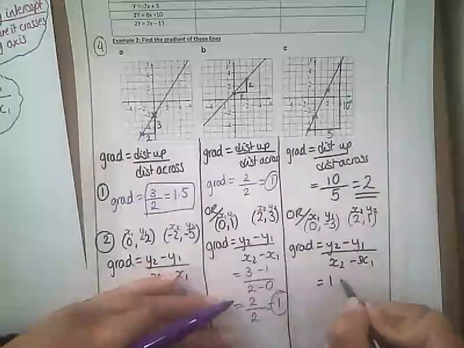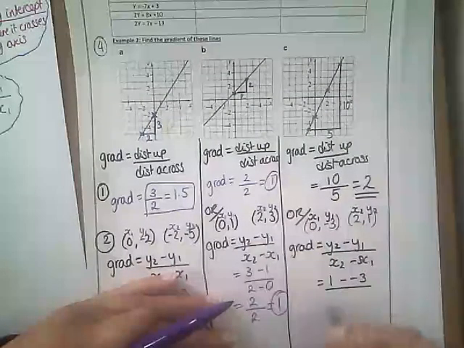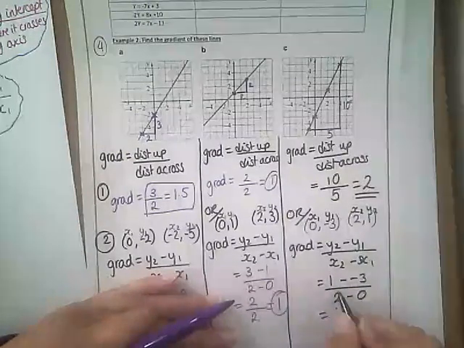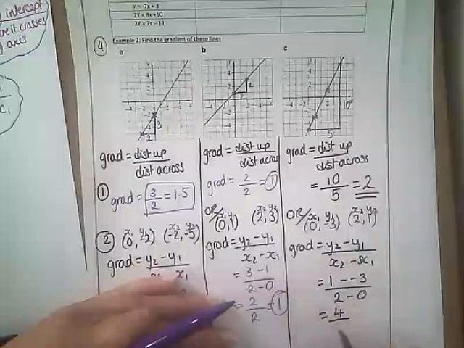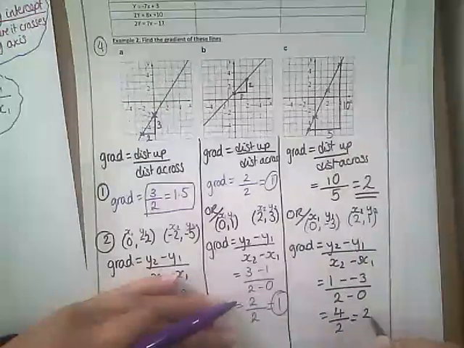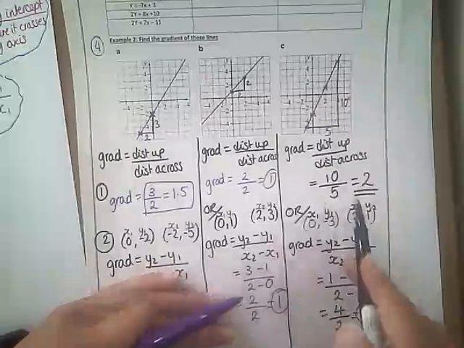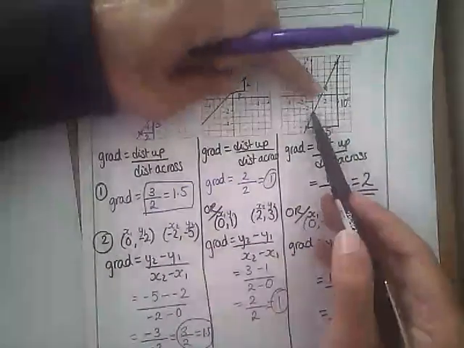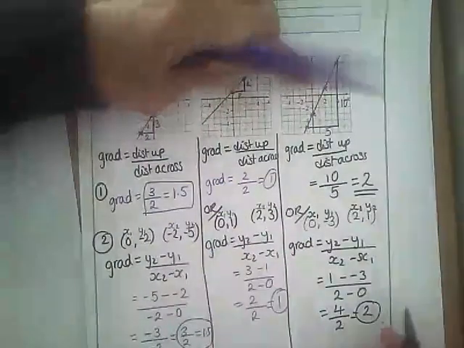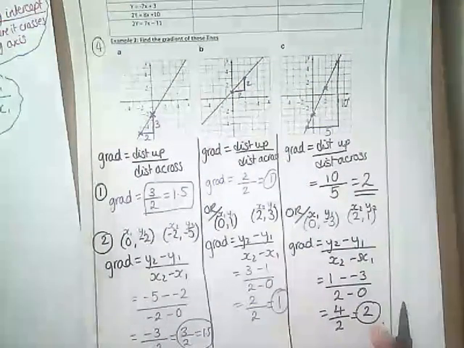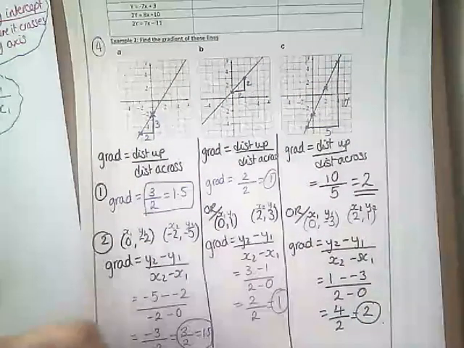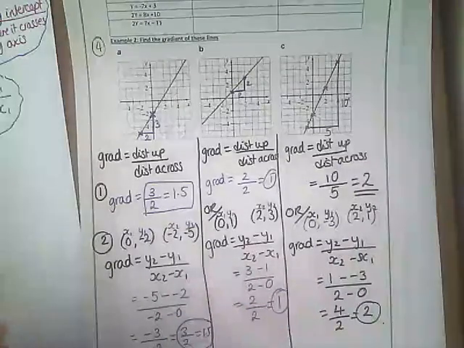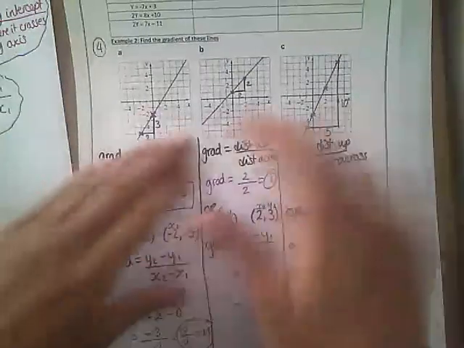So we've got 1 minus minus 3 over 2 minus 0. 1 minus minus 3 is 1 plus 3, which is 4. 2 minus 0 is 2. 4 divided by 2 is 2. So here I use different coordinates. I use these two far apart to do this bit. I use these two here to do this bit. Gives me the same answer. Obviously, that just proves that maths works. Okay? That is how you calculate the gradient from a pair of coordinates and straight lines given.